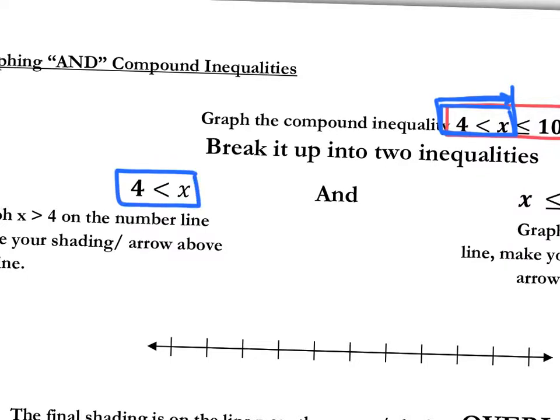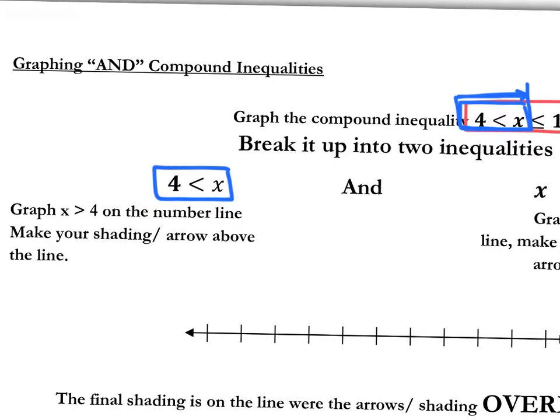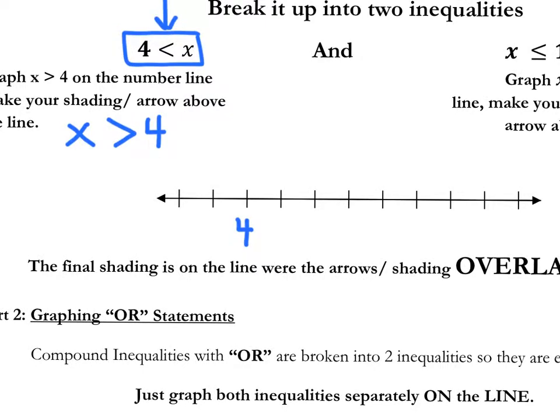Now, again, we always want that x on the left-hand side. So I'm going to rewrite this inequality with my x on the left-hand side. Notice the open part of the symbol is facing x. So when I rewrite this, I want to make sure the open part is still facing x. So I got x is greater than 4. I'm going to plot that on my number line. I'm going to put the 4 right there. And let's number this. 4, 5, 6, 7, 8, 9.